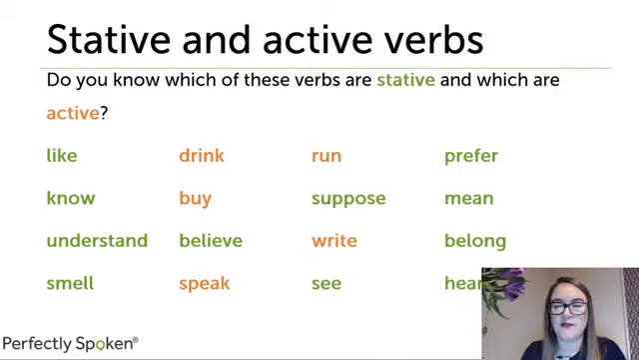So the verbs that I have highlighted in orange are active verbs: drink, run, buy, write, and speak. They are performing an action. So by default, the others are stative, describing a state. And we're going to have a look to start this lesson at the difference between stative and active verbs.